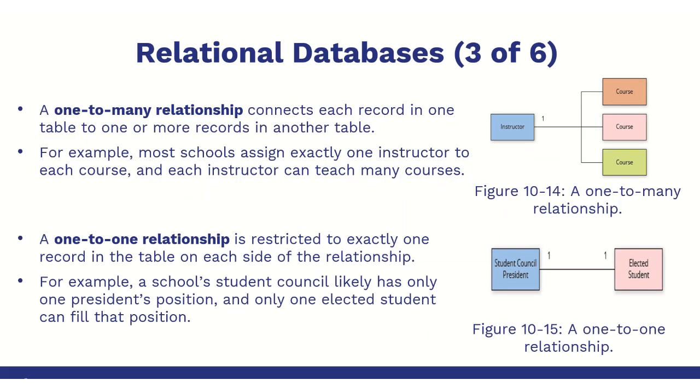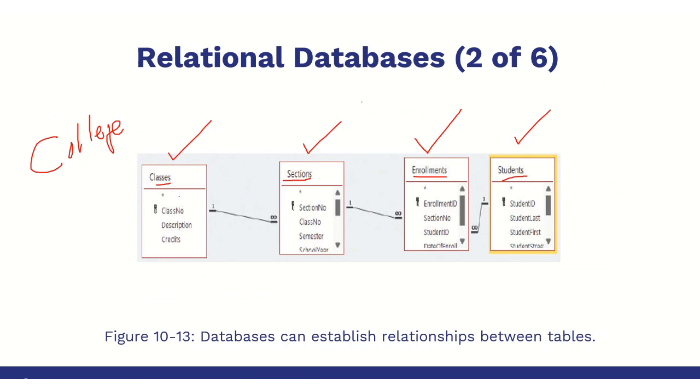When we talk about the relationship, again, going back to the original representation here, the college database, you can see here that one class can have multiple sections. So this relationship is called one to many. So one section has multiple enrollments. This is also one to many. And one student can have multiple enrollments. This is also one to many.